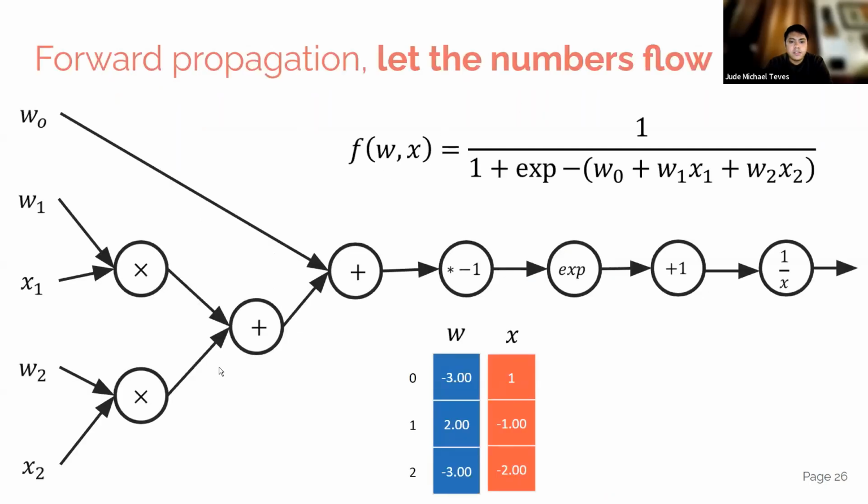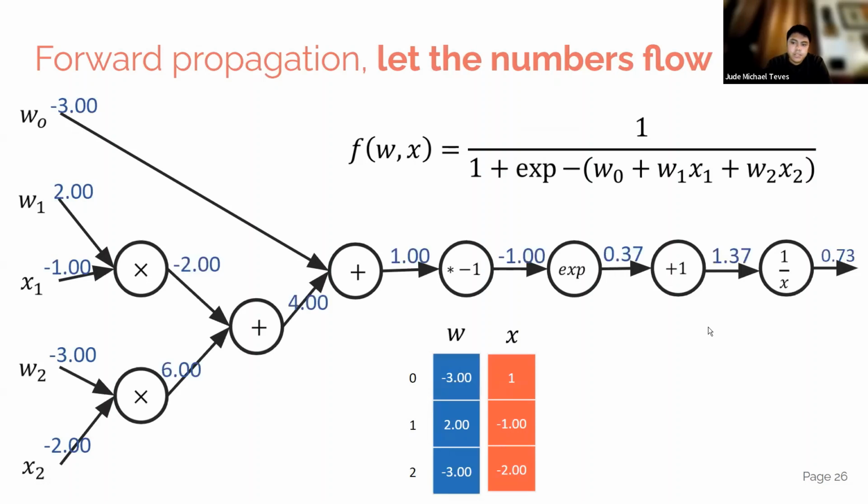So let's go back again. Let's do forward propagation. Just let the numbers flow. You basically compute for this function here by plugging in the inputs that we have. That's it. So for example, you have these, you don't really care. Then you get 0.73, then that's your output. That is forward propagation. It's as simple as that.